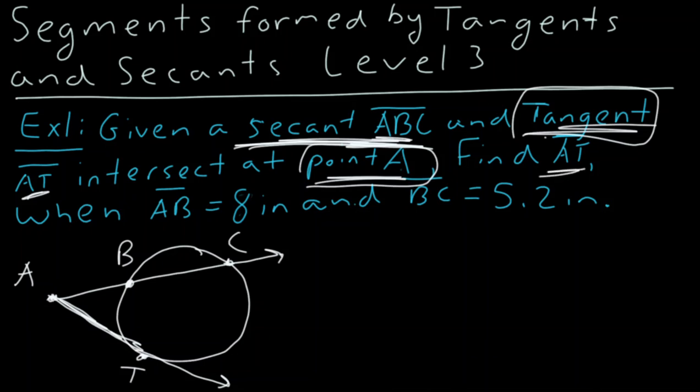So let's fill in our information we know. We want to find AT, so it looks like we're looking for the tangent segment, so I'll put an X right there. AB equals 8, so I'll write in 8 inches right there, and BC is 5.2 inches. Awesome. And right now we have enough information to start our problem.